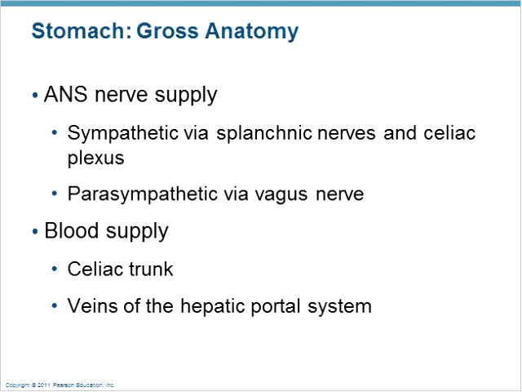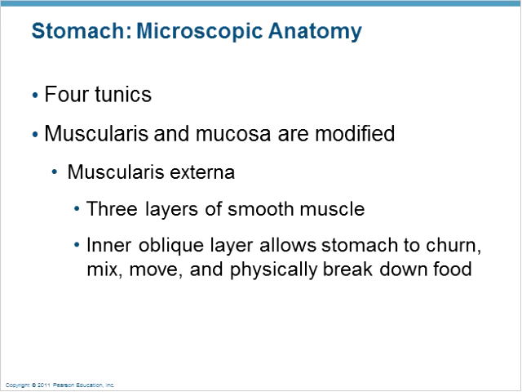The nerve supply of the stomach through the autonomic nervous system is sympathetic via the splanchnic nerves and the celiac plexus, and parasympathetic via the vagus nerve, which is one of the cranial nerves. The blood supply comes out of the celiac trunk and the veins in the hepatic portal system.